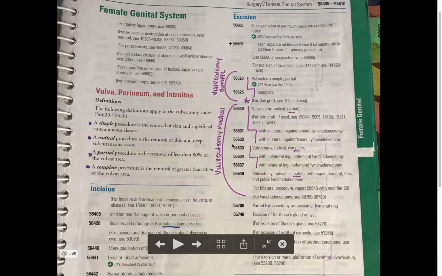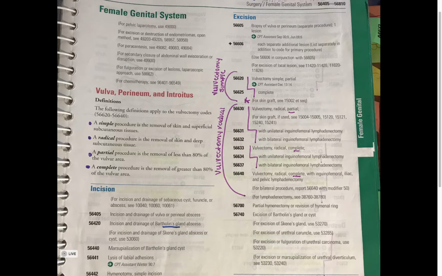Look at the beginning of the section and read these guidelines. In multiple procedures, it will say simple or radical or partial or complete. And these are the guidelines that you need to follow on what those mean. A simple procedure is the removal of skin and superficial subcutaneous tissue. A radical procedure is the removal of skin and deep subcutaneous tissue. A partial procedure is the removal of less than 80% of the vulvar area, and a complete is the removal of 80% of the vulvar area.